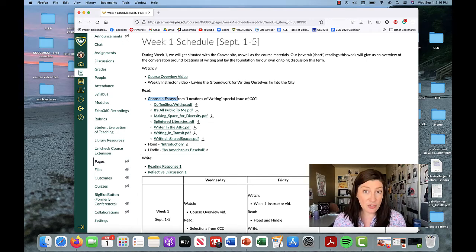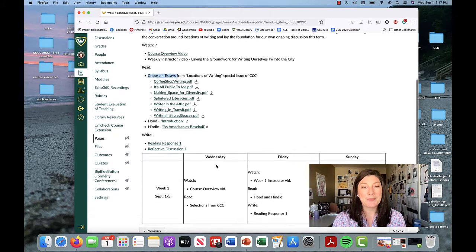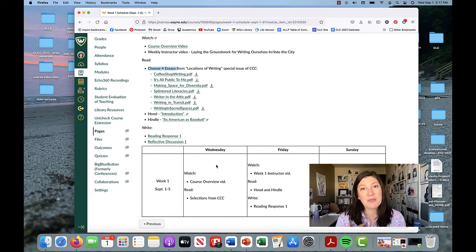There's also the introduction from the Walter Hood book, Black Landscapes Matter, along with a brief essay that also kicks off the beginning of that book. So that's the reading for the week. Of course, you might also want to read through the syllabus and any other relevant course documents.